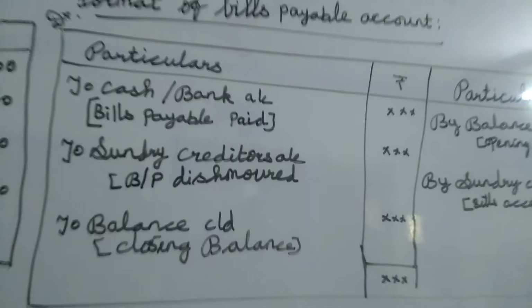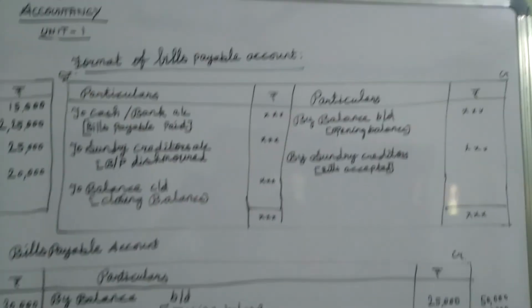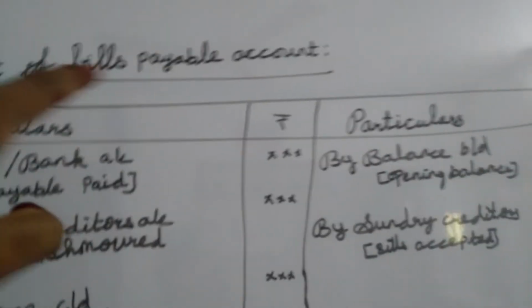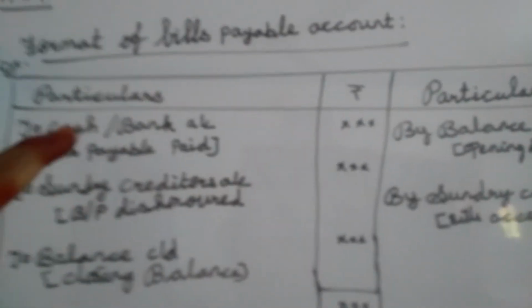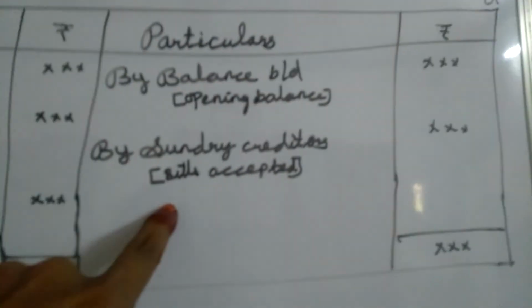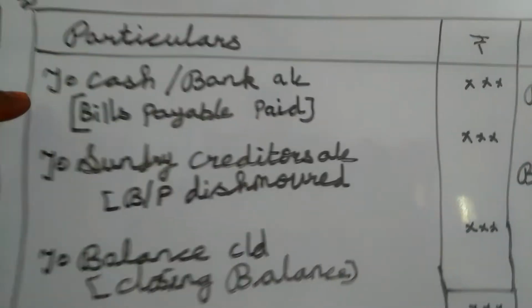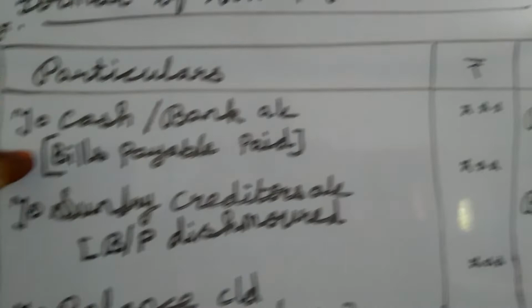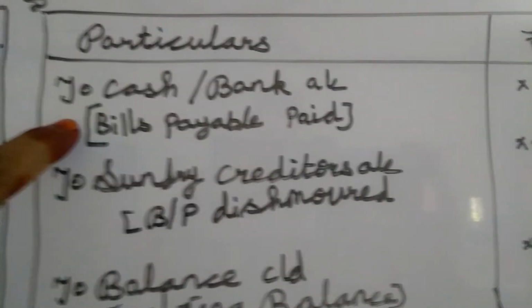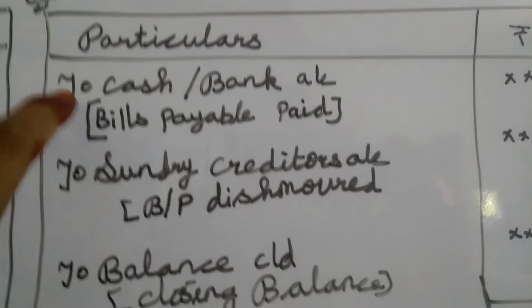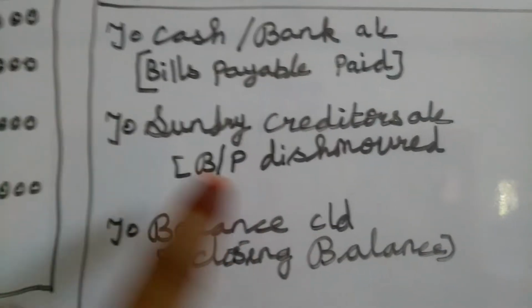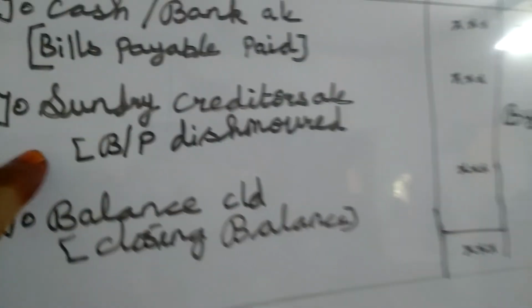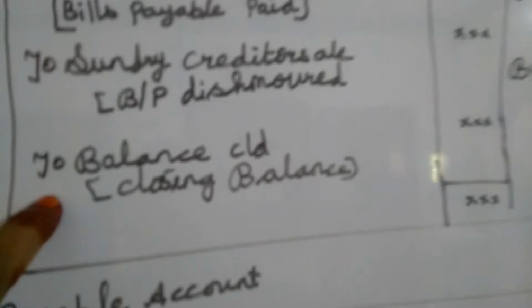If we want to find out the sundry creditors value, we want to open the format of bills payable account. Through this format alone we can easily find out the sundry creditors value, right? So as usual, on the debit side, if you paid in the form of cash, we write to cash. In case you paid in the form of cheque, we write to bank, right? And then to sundry creditors account. If any bills are dishonoured, that comes on the debit side. And then closing balance of bills, right?